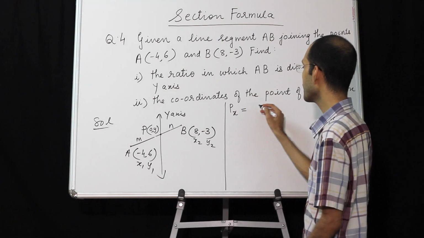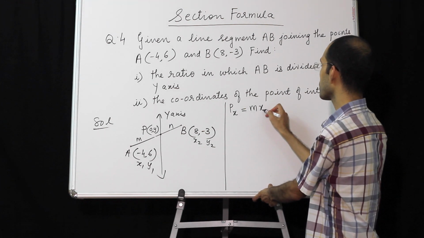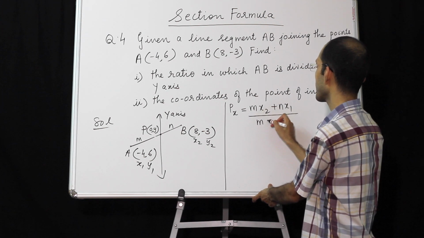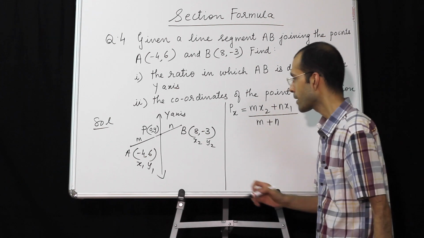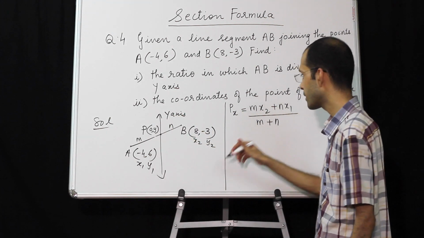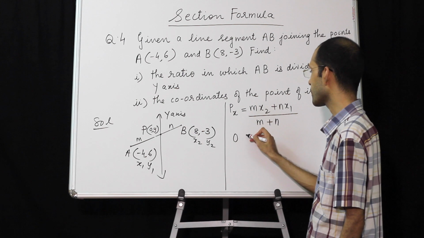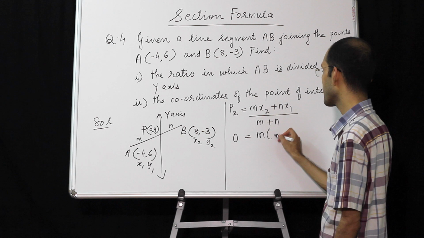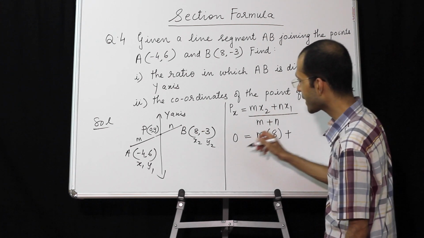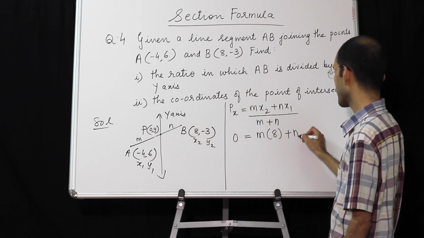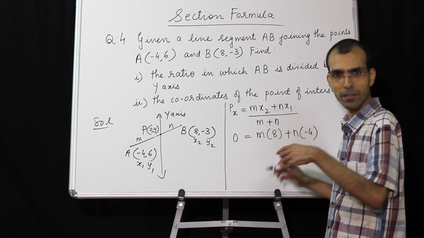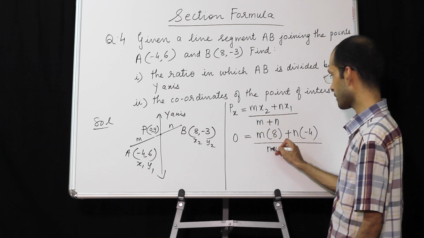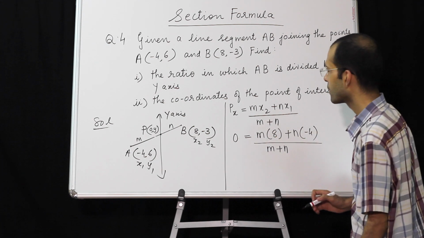So Px will be (mx2 plus nx1) upon (m plus n). What is Px? 0. So below Px we write 0. mx2, m into 8, plus nx1, plus n into minus 4. Instead of putting multiplication, use brackets here. It will look neater and better to understand also. Upon m plus n.